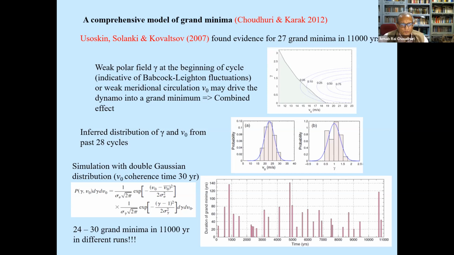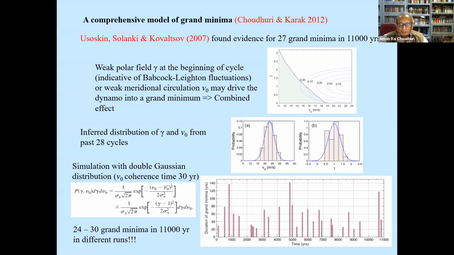From our simulations, we found that if the polar field gamma is weak at the beginning of a cycle due to fluctuation in the Babcock-Leighton mechanism, that can push the dynamo into a grand minimum. On the other hand, if the meridional circulation V0 is too weak, that also may push the dynamo into a grand minimum. So if you make a plot of this polar field gamma and this meridional circulation amplitude V0, then if these parameters lie in this region of the parameter space, the dynamo is driven into the grand minimum, but not otherwise.